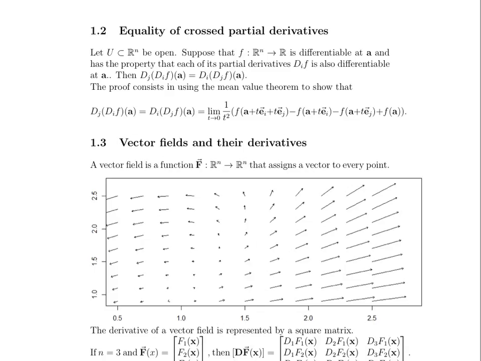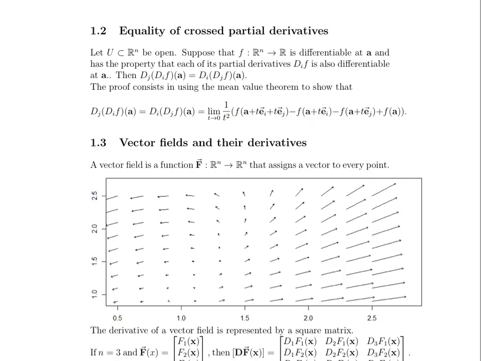First, let's talk about the equality of crossed partial derivatives, or what some refer to as mixed partials. U is an open subset of Rn. F, the function, maps from Rn to R. It's differentiable at a point A and has the property that each of its partial derivatives is also differentiable at A. Then what we can conclude is that if we take the derivative with respect to the ith variable and then with respect to the jth variable, it would be the same as if we took the derivative first with respect to the jth variable and then with respect to the ith variable. The proof consists in using the mean value theorem to show the following.